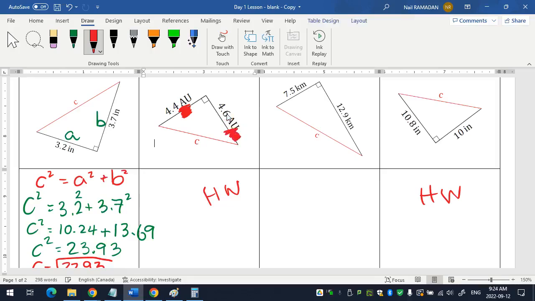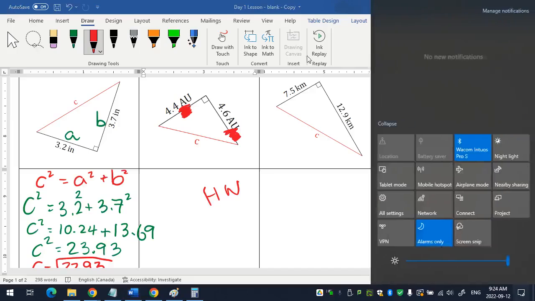And so here's my question to you. If a question does not have units, do you have to have units in your final answer? Nope. If this one was just 3.2 and 3.7, then your final answer is as good as it is with just 4.9 and you call it a day. So don't put units where there's no need to put them. All right.